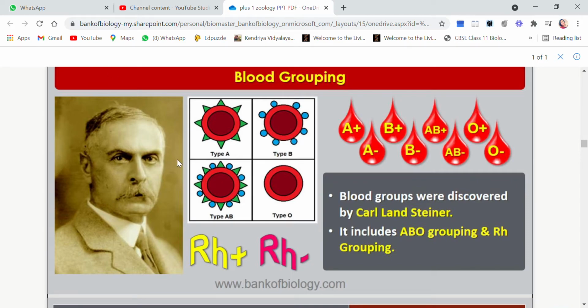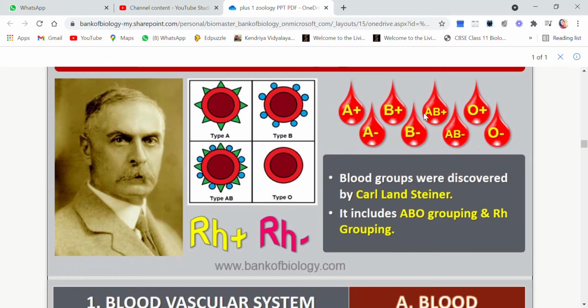So children, the next topic that today we will learn is blood grouping. We all have blood groups. You must have heard somebody is having blood group A, B, AB or O. And we also use this term as AB positive or AB negative. So now today in this session, we will understand what are these things.